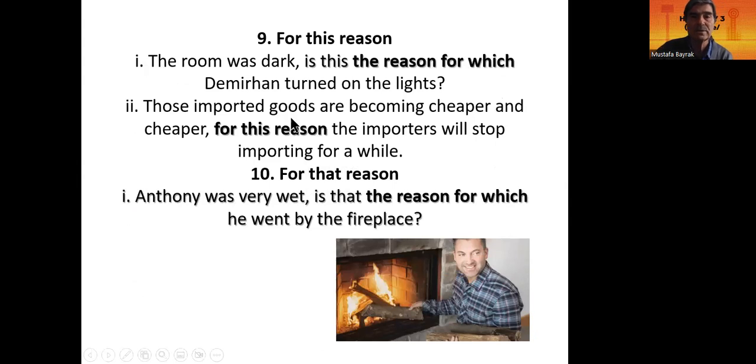Number 9. For this reason, the room was dark. Is this the reason for which Demirhan turned on the lights? Is this the reason for which Demirhan turned on the lights? Two, Roman number 2. Those imported goods are becoming cheaper and cheaper.